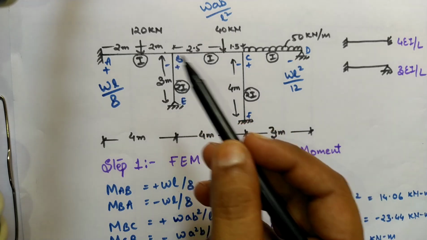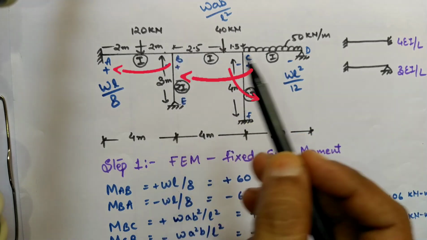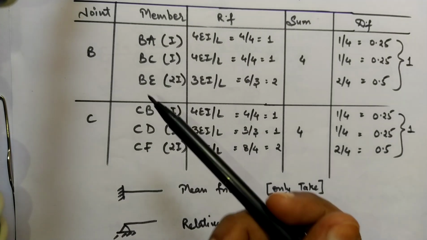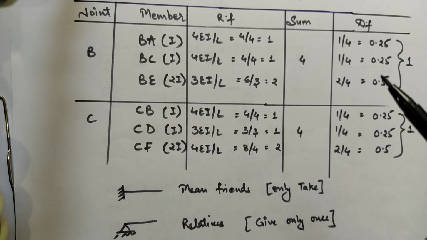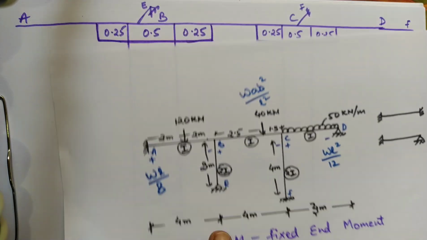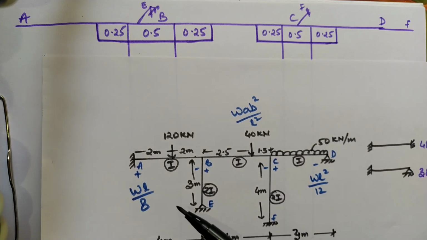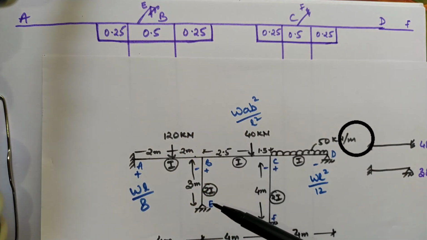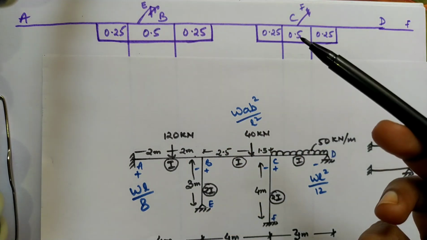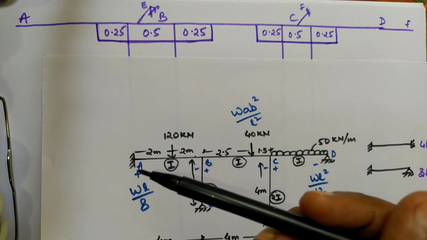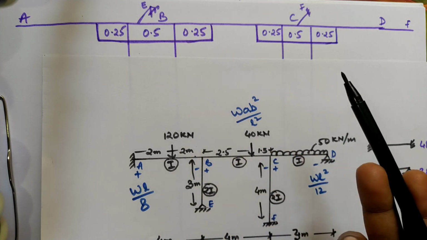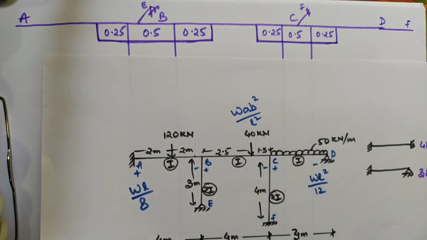In moment distribution, whatever additional moments are coming onto the joint, we'll be distributing it to the members which are connected to that particular joint. So for that we have already calculated the RF and DF, and accordingly, depending upon the value of RF and DF, we'll be distributing that amount of moment into that particular member. So what we'll be doing, we'll be writing all the fixed end moments that came for the AB, BC joint onto the table, and we'll be multiplying it with the DF, and we'll be making the table.